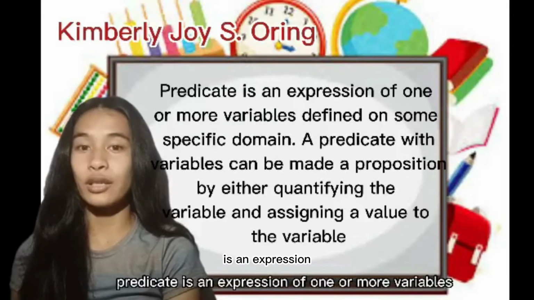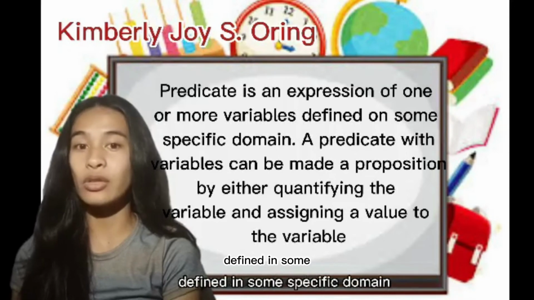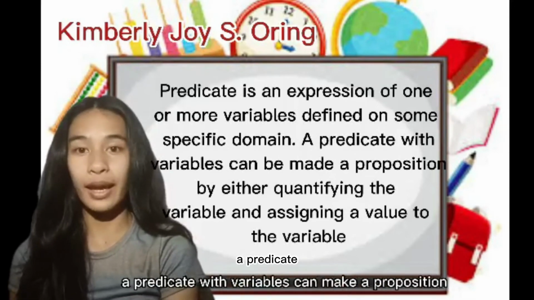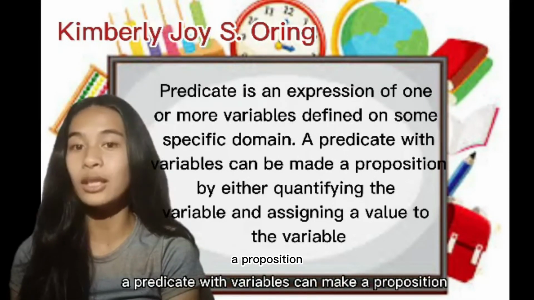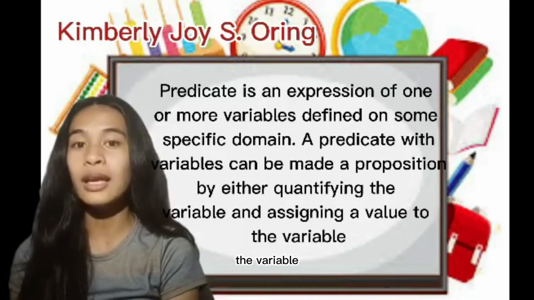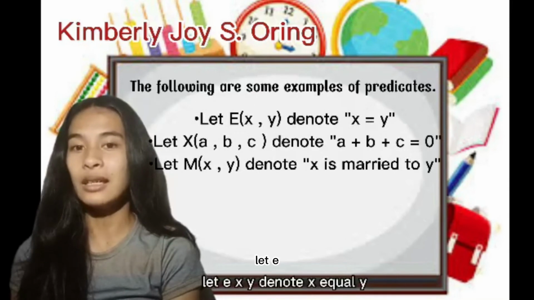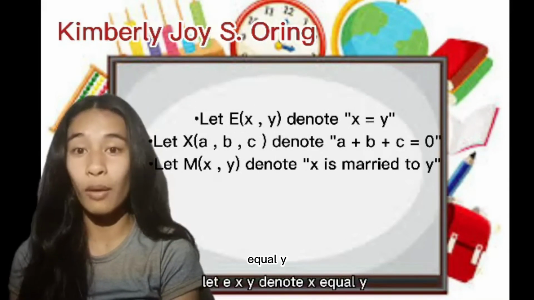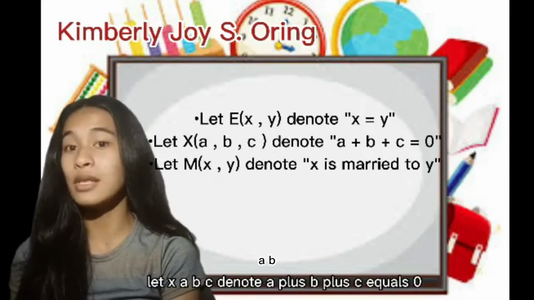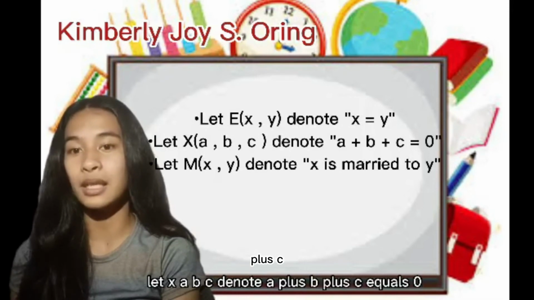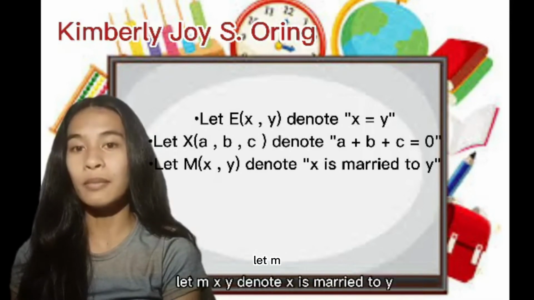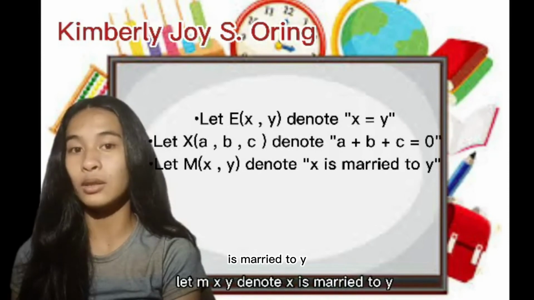A predicate is an expression of one or more variables defined in some specific domain. A predicate with variables can make a proposition by either quantifying the variable or assigning a value to the variable. For example, let E(x, y) denote x equals y. Let Q(x, a, b, c) denote a plus b plus c equals 0. Let M(x, y) denote x is married to y.